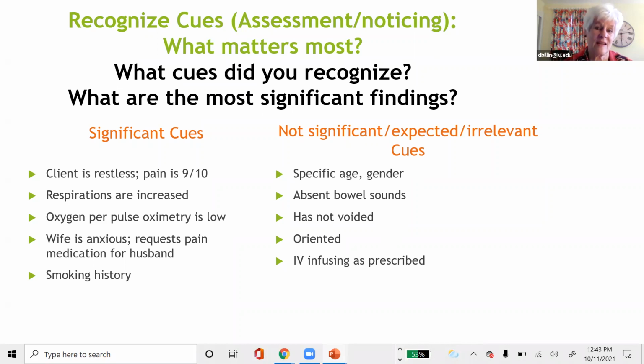And the fact that he had not voided, that's probably expected too, because it was not too long ago. But it's also something you can talk to the student about, because if some of you thought that was a significant situation, and he's oriented, we didn't need to talk about that, and the IV should be infusing as prescribed. So this is how to think about a clinical situation and to work with the student. But then we're going to go to the next step here.